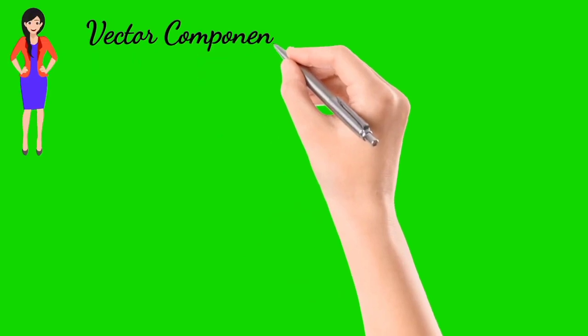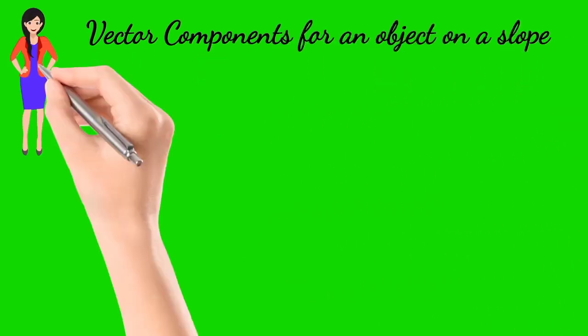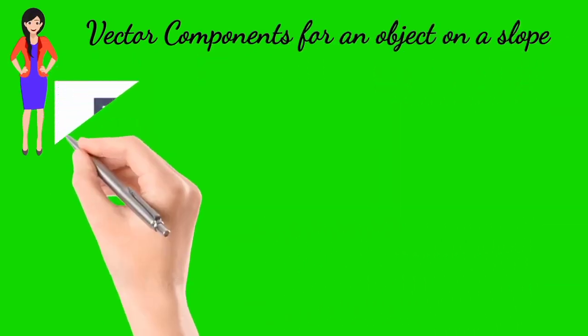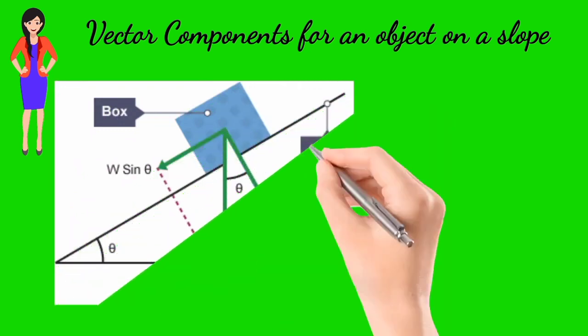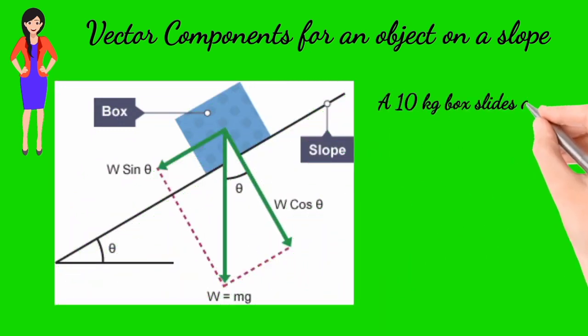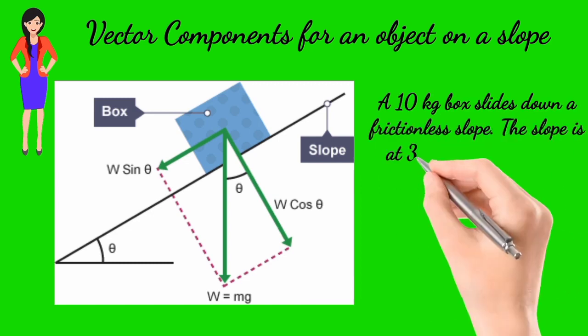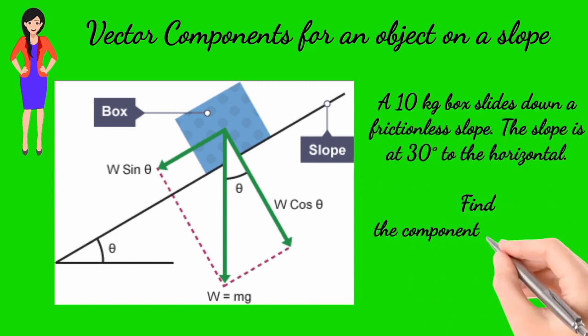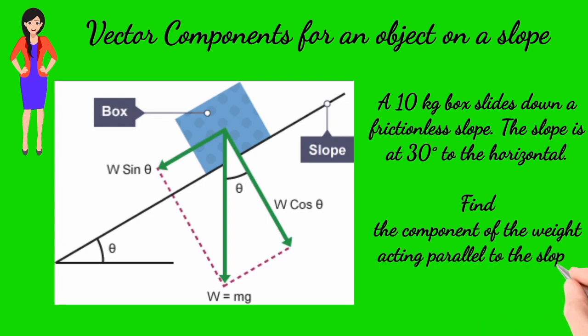So let's look at vector components for an object on a slope. For instance, by slope we mean an inclined plane. So how do we resolve vector components? Components of a vector simply means analyzing the resultant vector in two particular directions, the x and the y components.